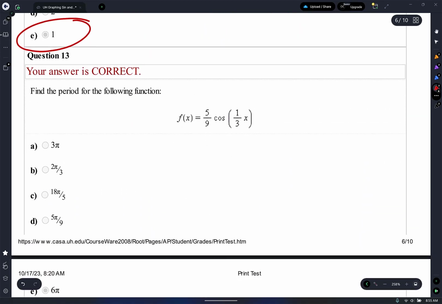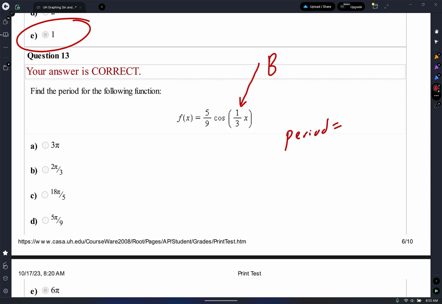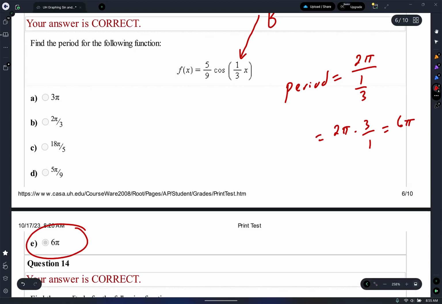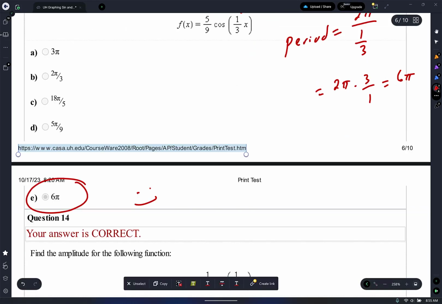Find the period. This is your B. That's where you get your period from. I'm going to write period equals 2 pi divided by 1/3. Keep, change, flip. Or if you just see it, just 2 times 3, right? 2 pi times 3 over 1, that's 6 pi. So what's the period? 6 pi. All right, go to the next one.